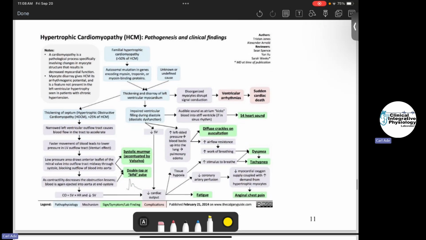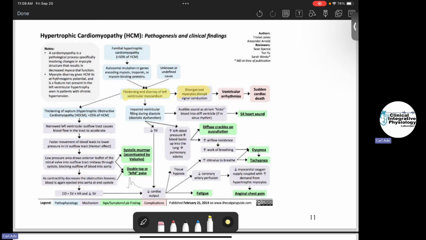So we put that into whole context of why we care about this. Because this is not something that develops over age, this is something you're born with, essentially. We see this as a major problem in young athletes. So we get this thickening and disarray of left ventricular myocardium. Now, hopefully you're thinking already that, well, if there's disarray of those myocytes, the conduction of those electrical signals is going to be interrupted or altered, meaning now my young athlete who has this hypertrophic cardiomyopathy is potentially at risk for ventricular arrhythmias and sudden cardiac death.